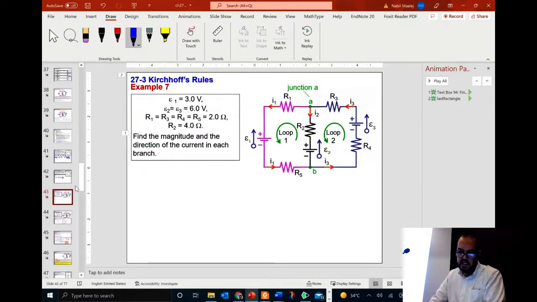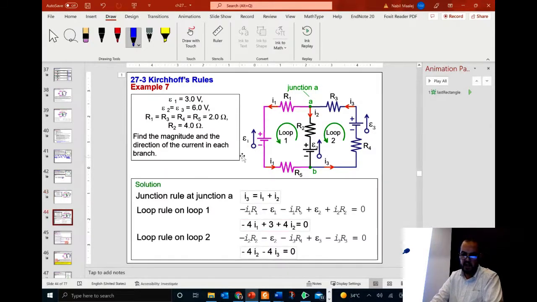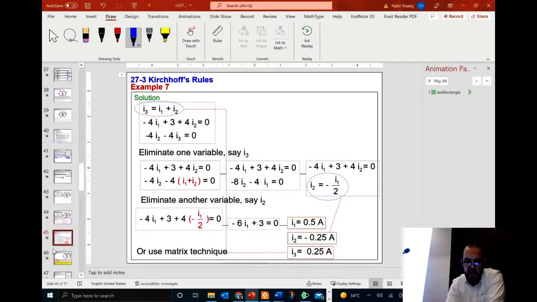All right, so this is the same circuit that we did earlier. These are the equations we have written for this circuit, and now we have values, so we can replace the R's with the values, and we can replace epsilon 1, epsilon 2, and epsilon 3 with their values, and we obtain this set of 3 equations.